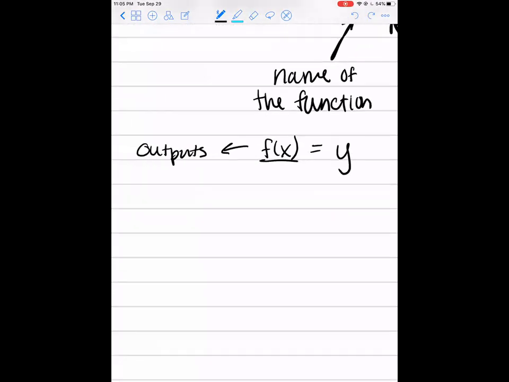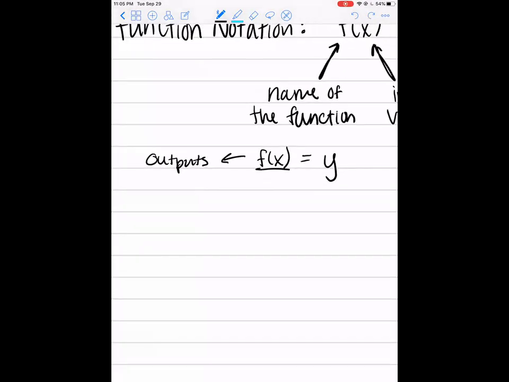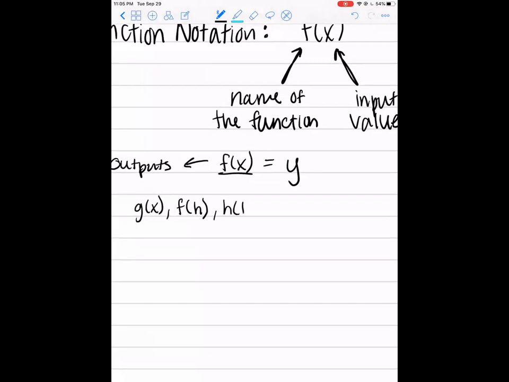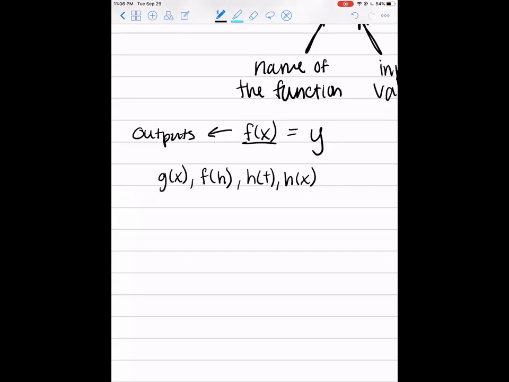F of x is our output. And a function notation can look different. It doesn't just have to be f of x. It could be g of x, or it could be f of h, or h of t. That's a popular one I've seen before. Or h of x. Our input values can change, just as the name of our functions can change. But they're still function notations.